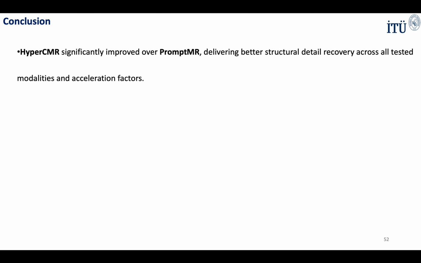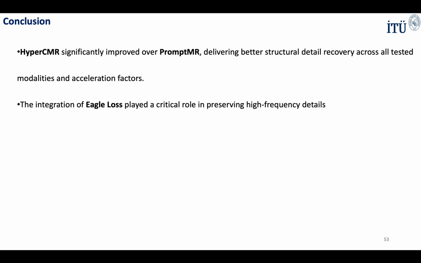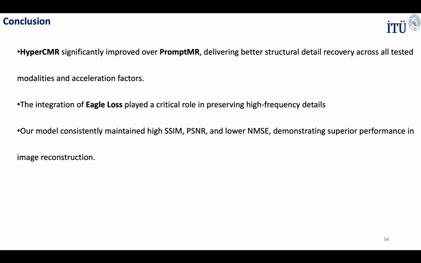HyperCMR demonstrates clear improvements over PromptMR, particularly in recovering fine structural details across different contrast modalities and acceleration rates. The integration of Eagle loss is pivotal for high-frequency detail recovery, helping maintain the quality of K-space data even in highly undersampled cases. Our model consistently achieved high values in SSIM and PSNR, with lower NMSE, showing its robustness across various imaging modalities and accelerations.